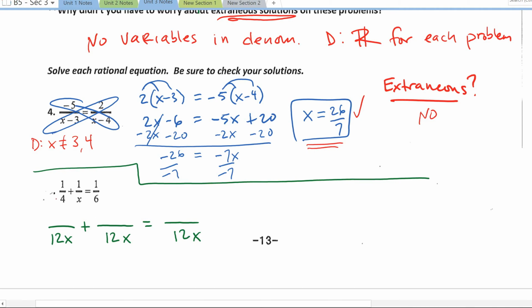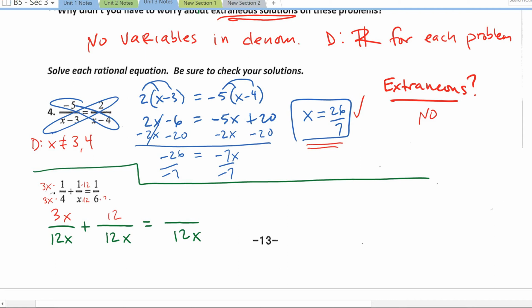So 4 needs to multiply by 3x. So we multiply the numerator by 3x and we get 3x. The 1 over x needs to multiply by 12. So we multiply the numerator by 12.